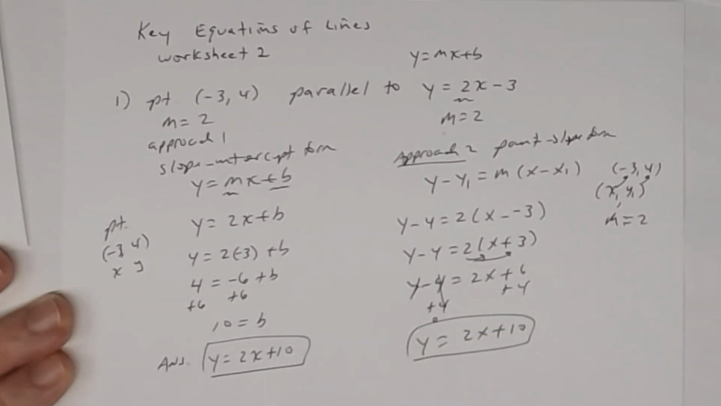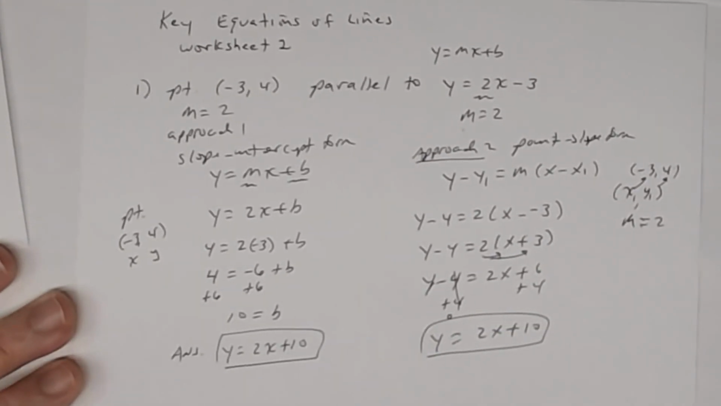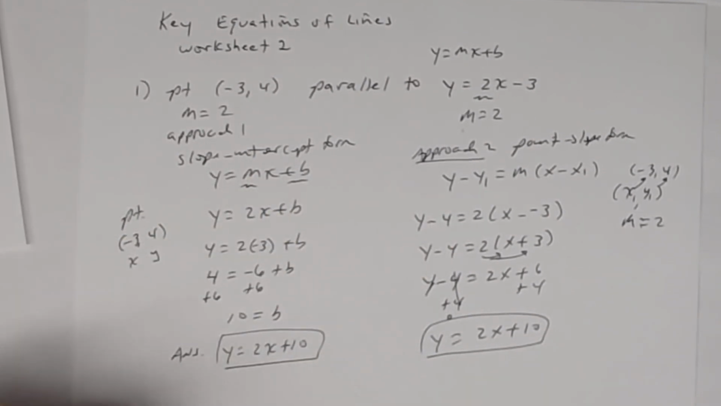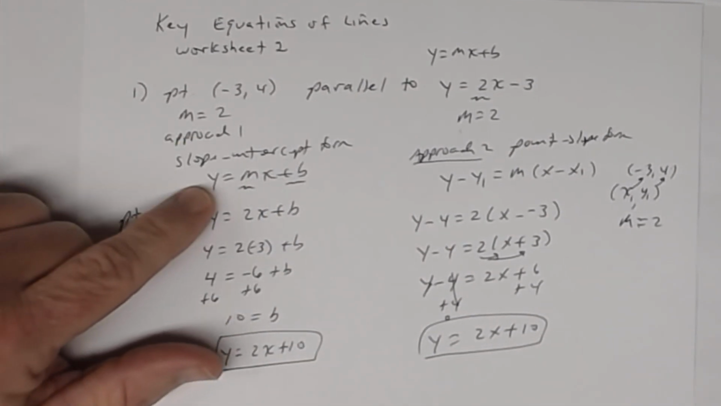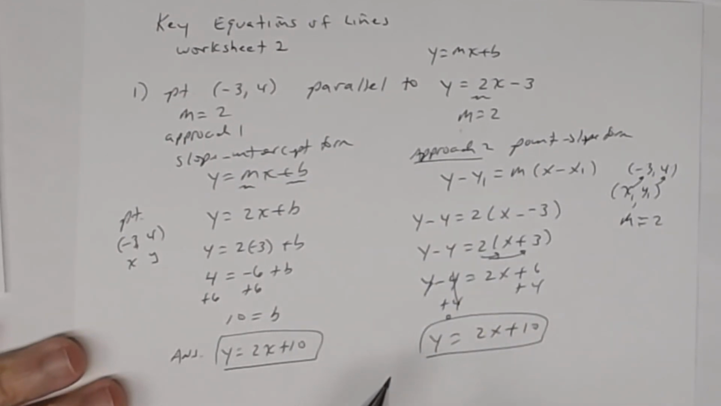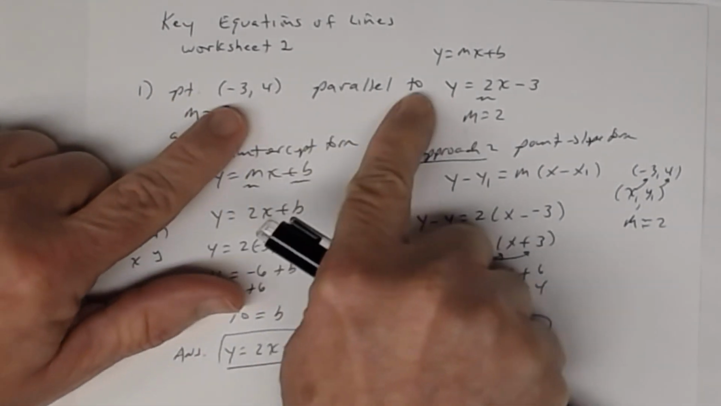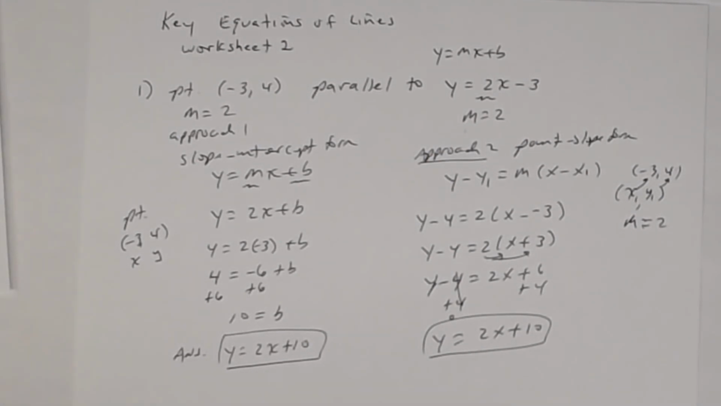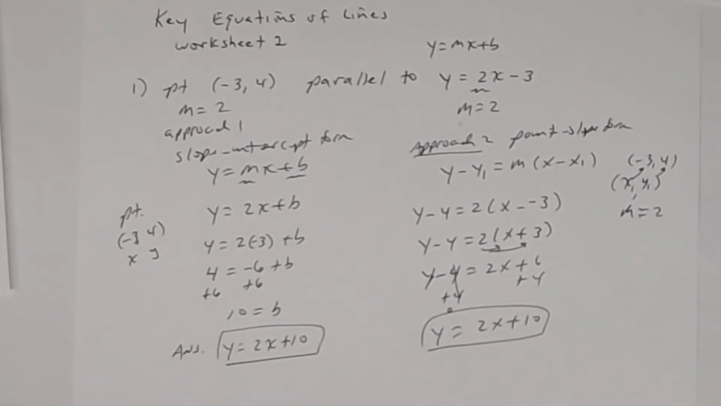Okay, so notice you get the same equation. Different approaches, but same equation. So approach number 1 we used was slope-intercept form, and approach number 2 was point-slope form. All right, and to do both of those, we used the information that was given. All right, so that was number 1. Okay, let's look at number 2.